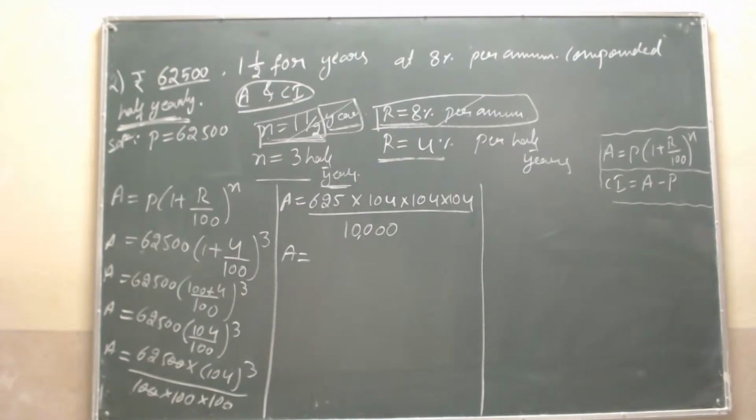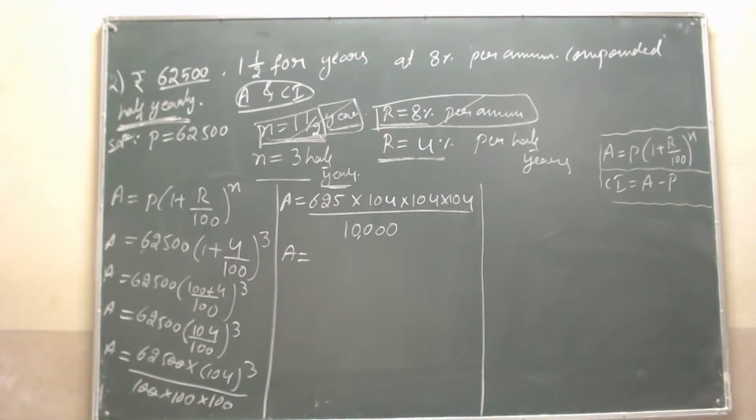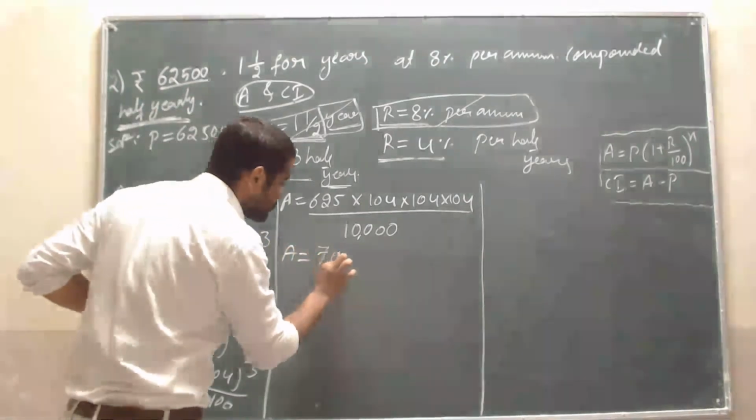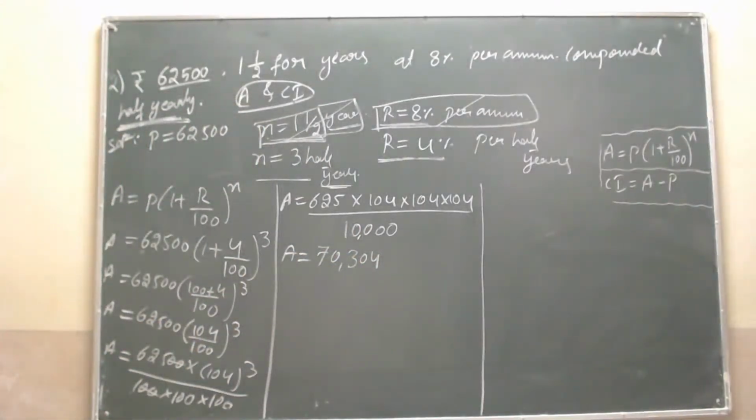Yes. Nagu, that is 70,304. Yes, that is 70,304. 70,304. I think no one is getting the correct answer, no? Let's see.